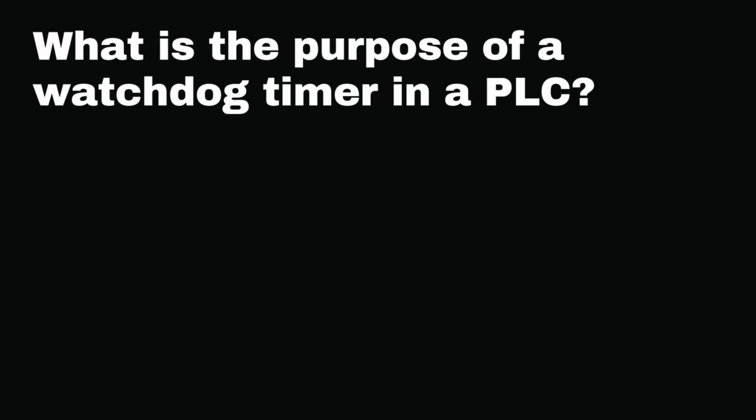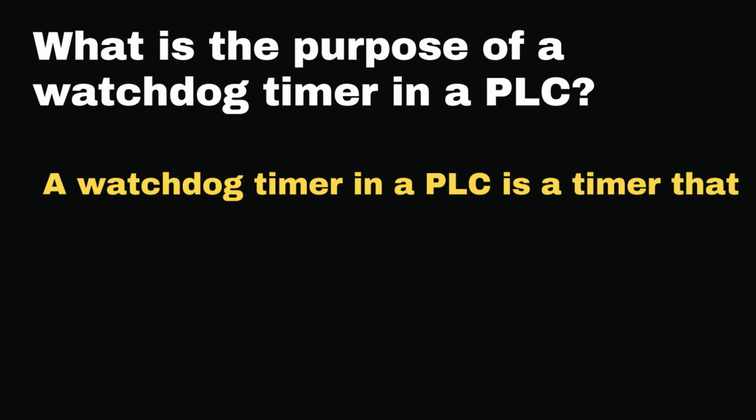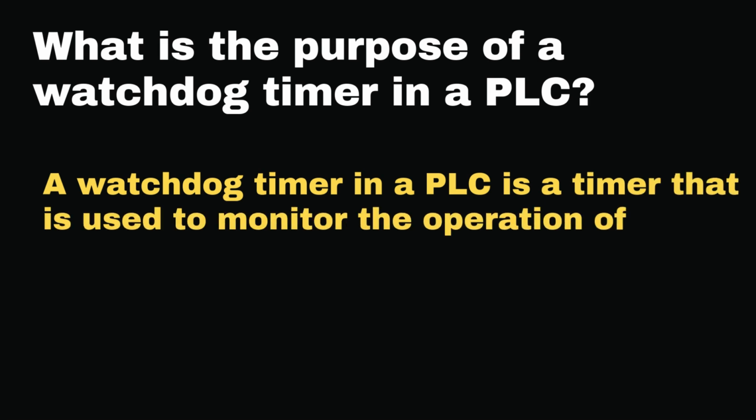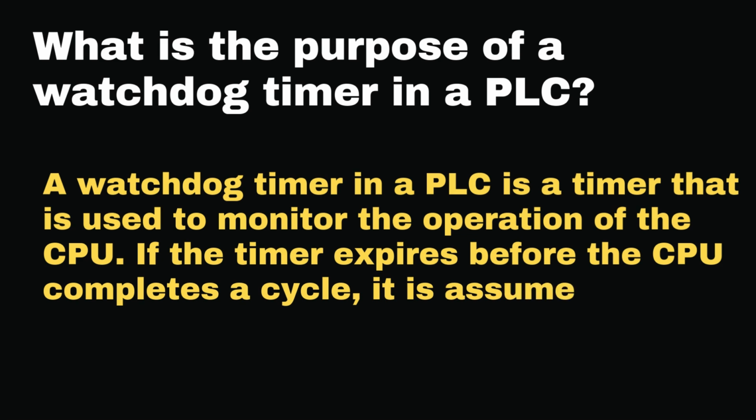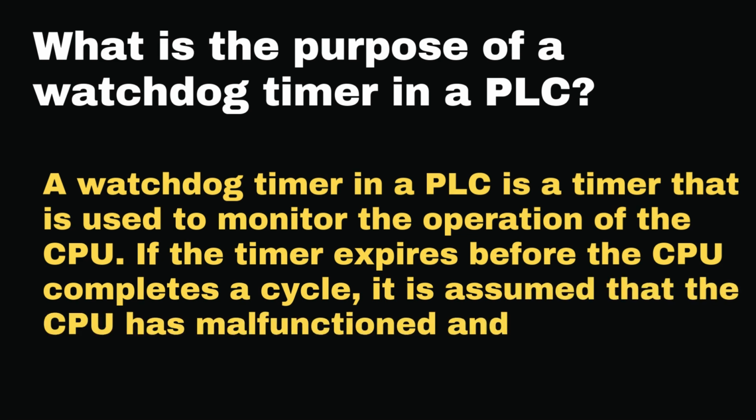What is the purpose of a watchdog timer in a PLC? A watchdog timer in a PLC is a timer that is used to monitor the operation of the CPU. If the timer expires before the CPU completes a cycle, it is assumed that the CPU has malfunctioned and the PLC enters a fault mode.